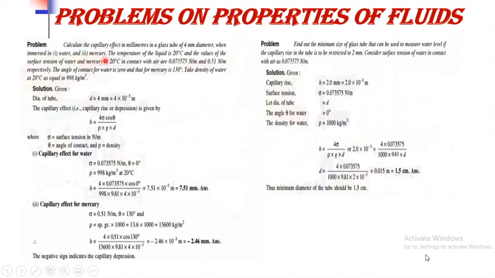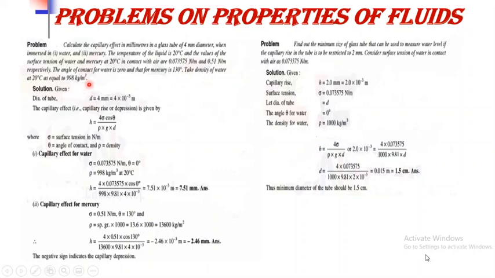first one, that is in water, and second one, that is in mercury. The temperature of the liquid is 20 degrees centigrade, and the values of surface tension of water and mercury at that temperature, in contact with air, are 0.073575 Newton per meter and 0.51 Newton per meter respectively. The angle of contact of water is 0 and that for mercury is 130 degrees. Take the density of water as 998 kg per meter cube.